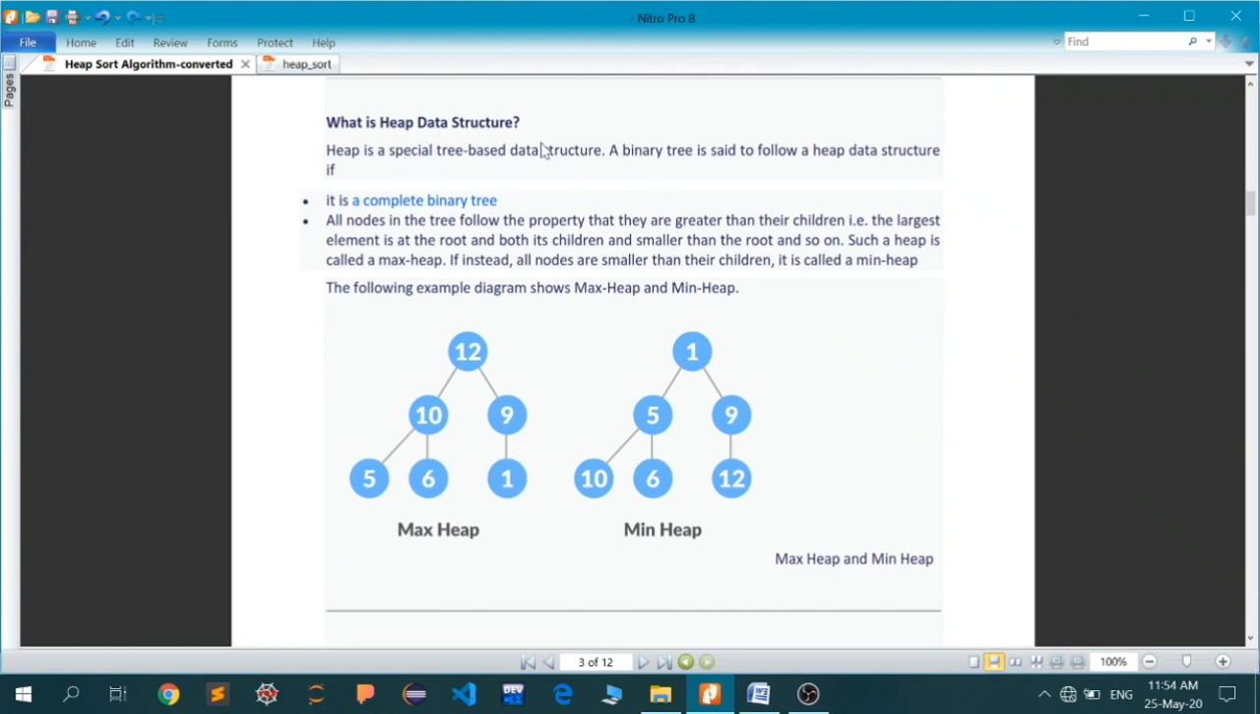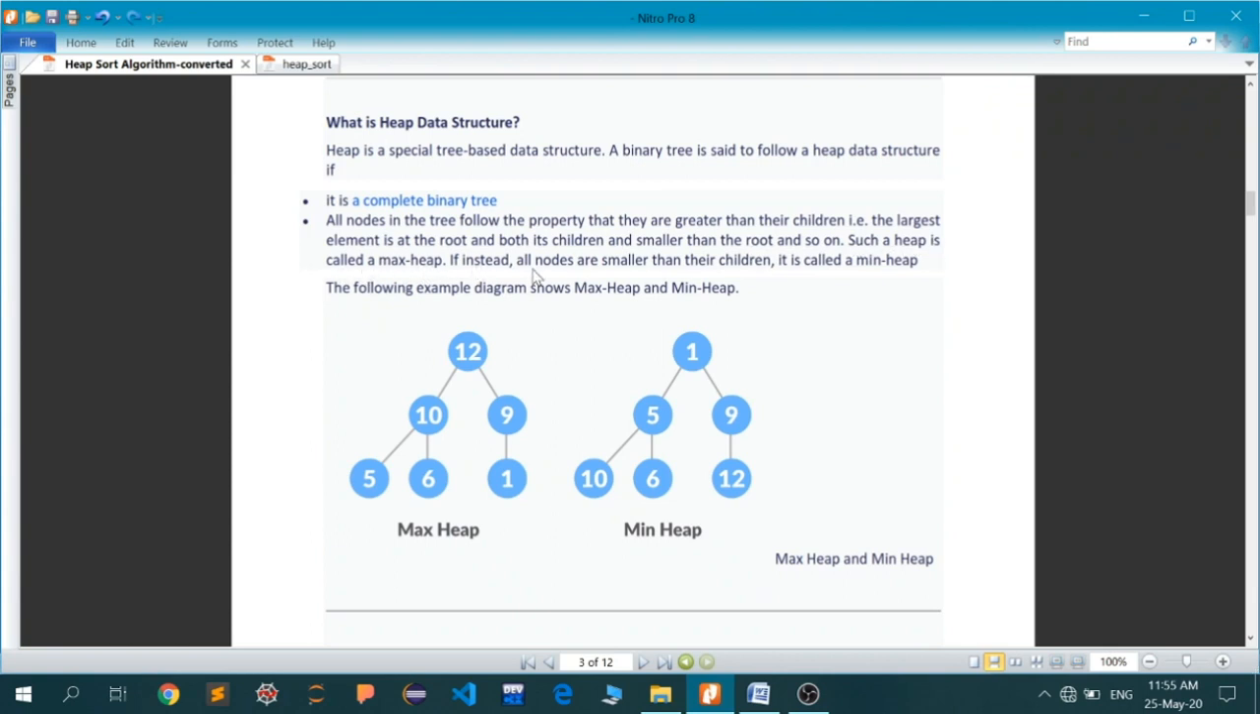Now, heap is a special tree-based data structure. A binary tree is said to follow the heap data structure if, first constraint, it is a complete binary tree, which we have already discussed. And second, all the nodes in the tree follow the property that they are greater than their children. That is, the largest element is at the root, and both its children are smaller than it, and so on. Such a heap is called a max heap.